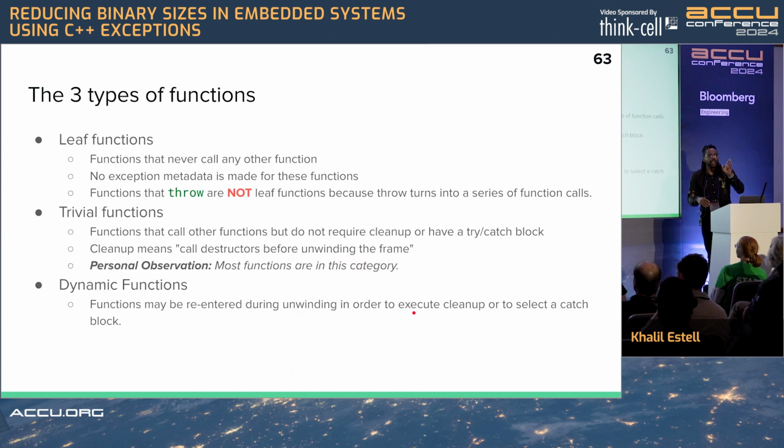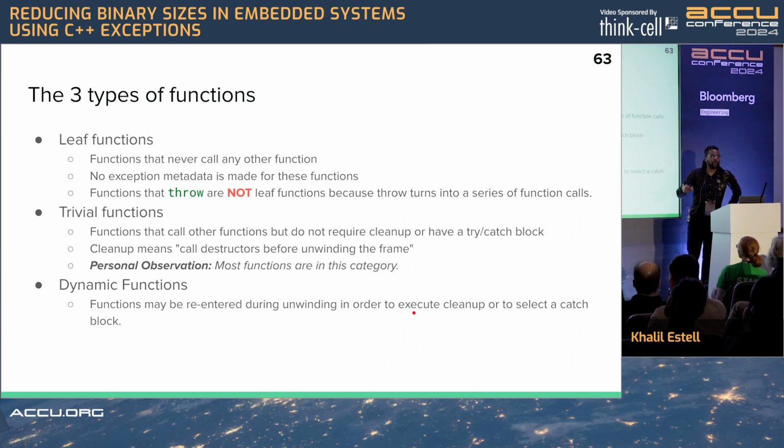I'm going to talk about the three function categories. Understand that these are my terms. I don't think anyone else has talked about this before, but when it comes to exceptions, I see three types of functions. There are leaf functions. These are functions that don't call anything else. These functions have no exception metadata because no exception can ever go through them. They didn't call anything. They don't themselves throw either.